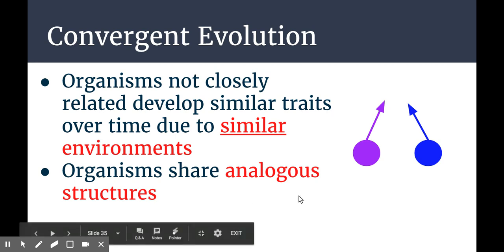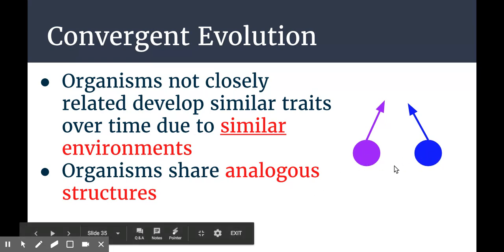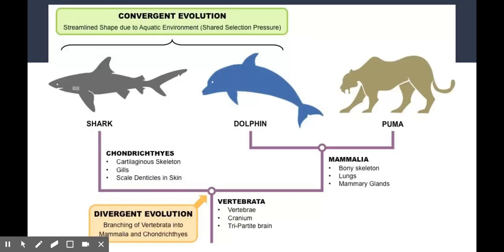Any structures that these organisms share are going to be analogous, meaning they will look similar in shape and have possibly the exact same function, but they will have very, very different structural characteristics due to the fact that they're not coming from that common ancestor. They're coming from two different evolutionary histories.